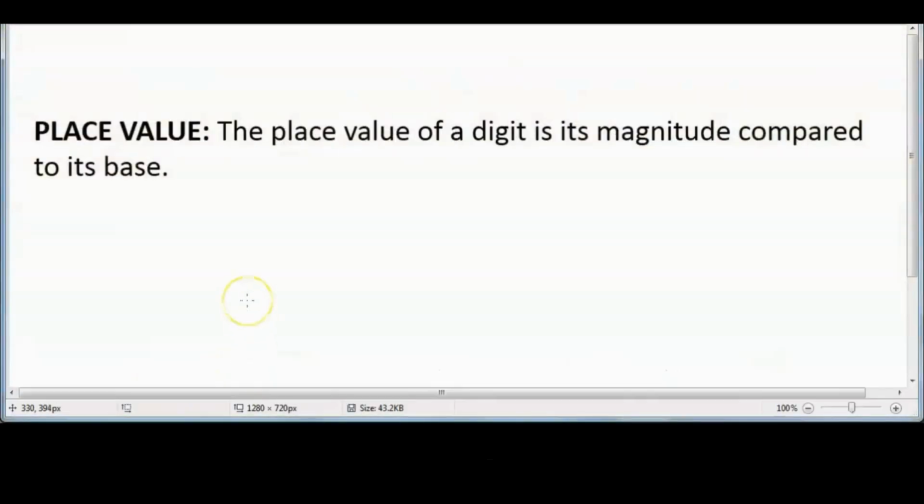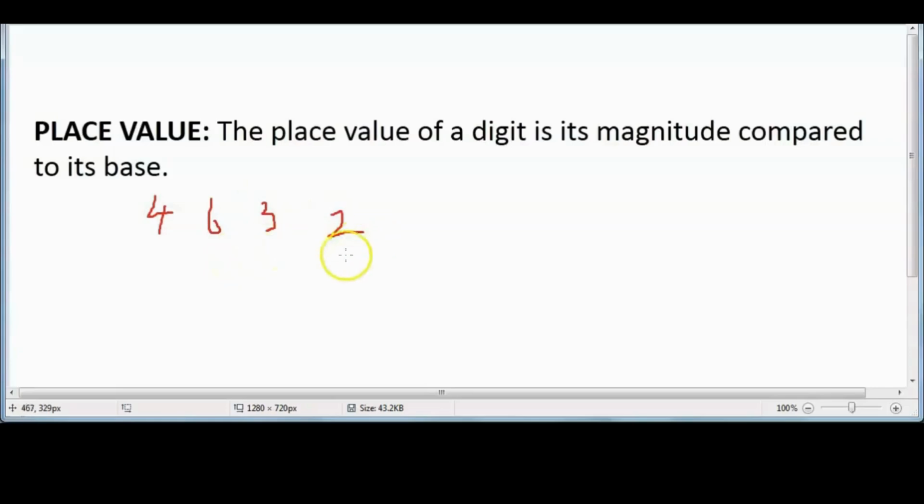Okay, place value. The place value of a digit is its magnitude compared to its base. I'll use only base 10 in this case. Now consider this: 4,632.